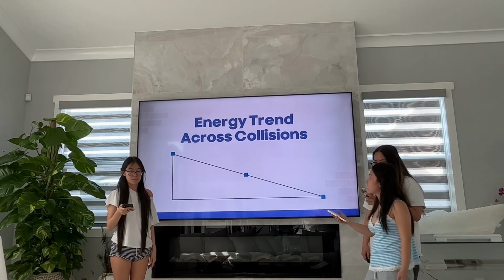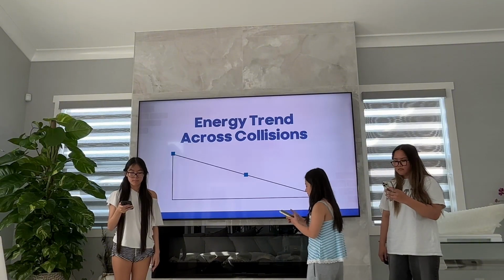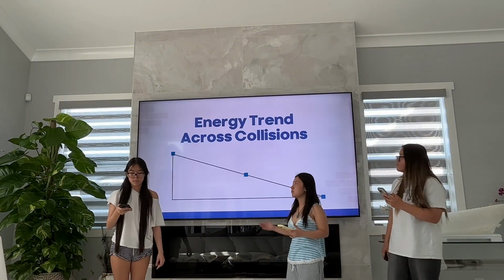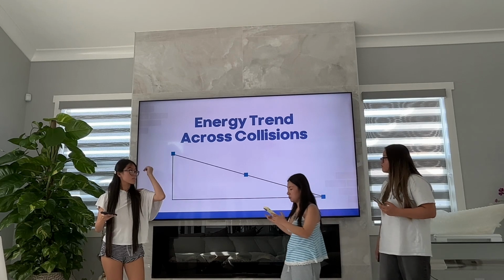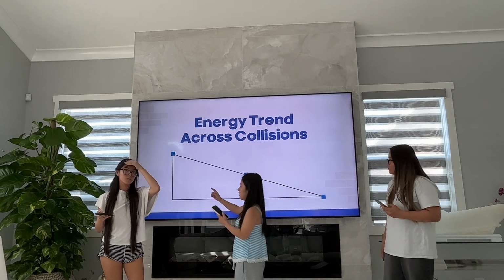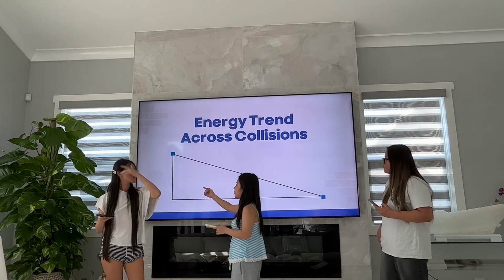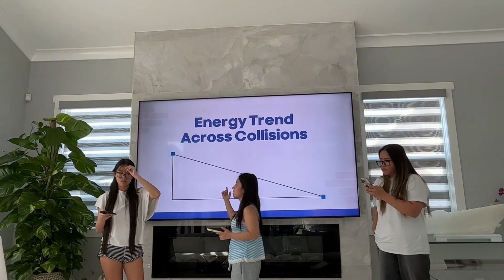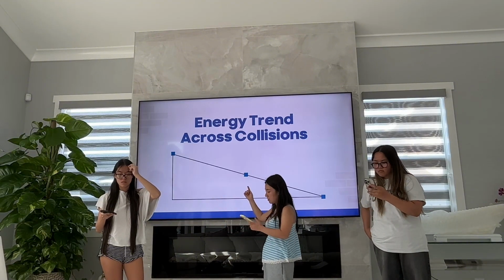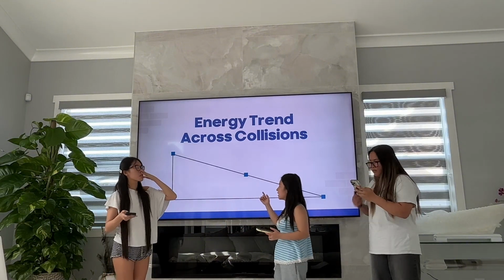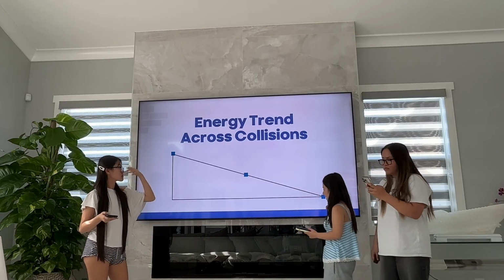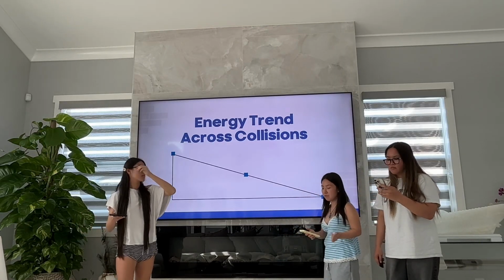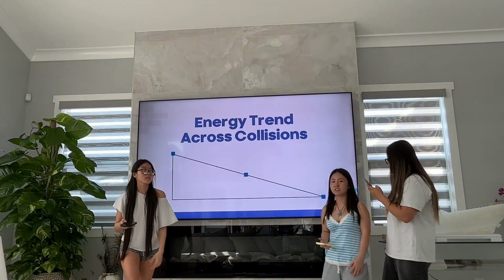Okay, and here we have the energy trend across the different types of collision. In all types of collision, momentum is conserved. However, kinetic energy is the difference between them. In elastic collision, the kinetic energy is 100% preserved, it is partially lost in inelastic collision, and finally it experiences the maximum drop in perfectly inelastic collision.